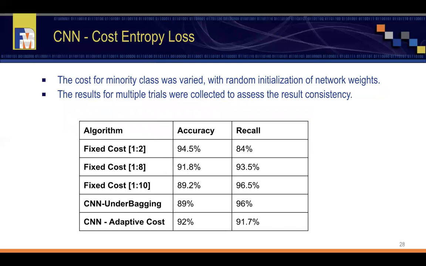Here the table presents a few of the results for training the CNN with fixed cost, adaptive cost, and underbagging performed on the data. For the fixed cost, the cost is varied as 1 is to 2, 1 is to 8, and 1 is to 10. And we can observe that a higher cost on the minority class results in a network with higher recall performance. Another thing to note is that by varying the cost ratios for the good frame and bad frame, we can reach different trade-off regions between accuracy and recall when training the CNN with fixed cost, which is not obtainable when we train the network with an adaptive cost or with underbagging.